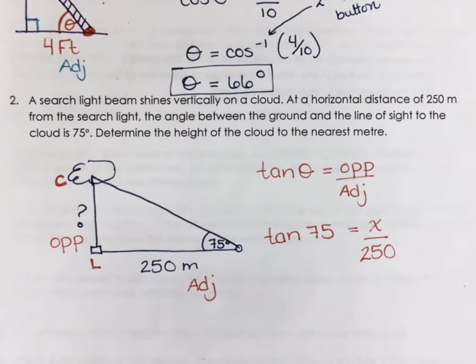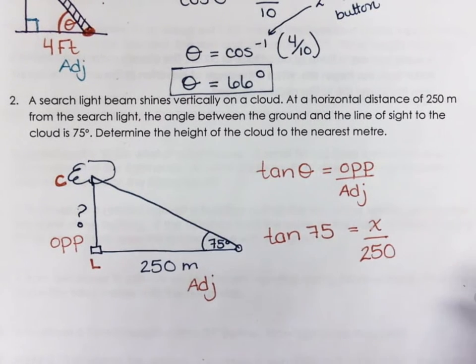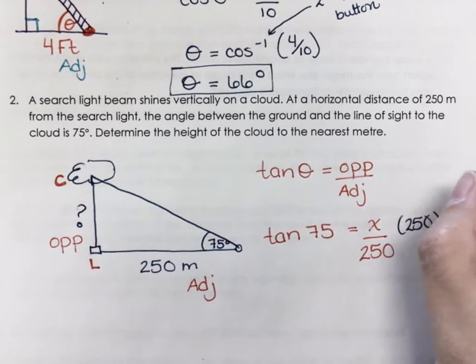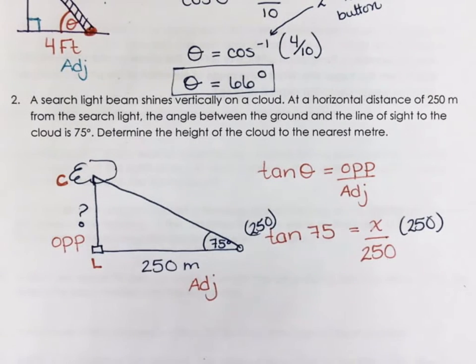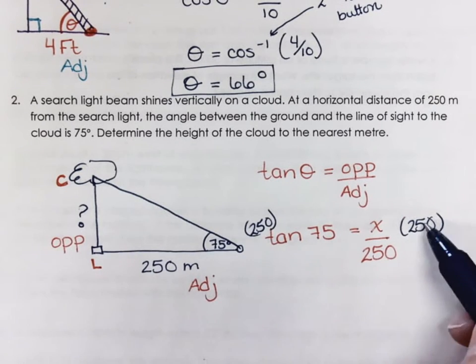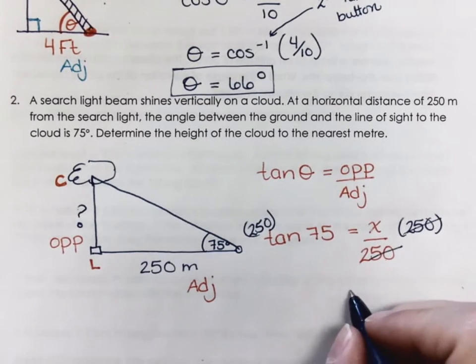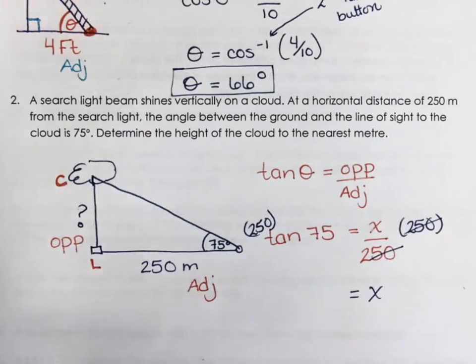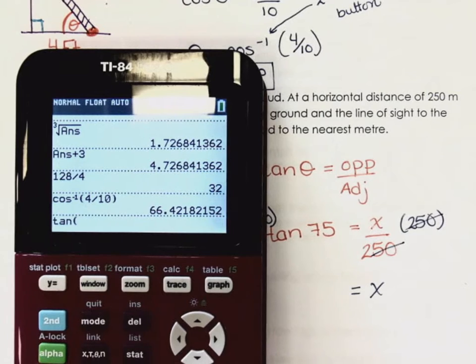All right, so we want to get x by itself. What math is happening here? Divide by 250. So what's the opposite to that? Times by 250. If I times this by 250, I have to times this side by 250. What's 250 divided by 250? It's 1. We just say they cancel each other out, but really it has a value of 1. And then in my calculator, I don't use the second function button because I already have the angle. Tan 75, I close my brackets, and then I'm going to times that by 250.